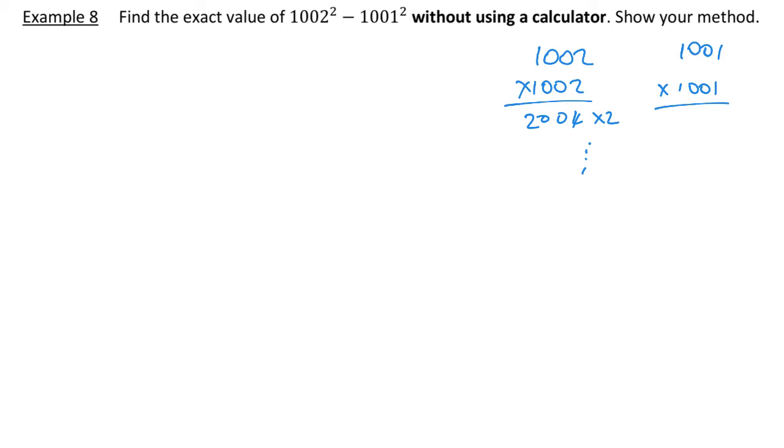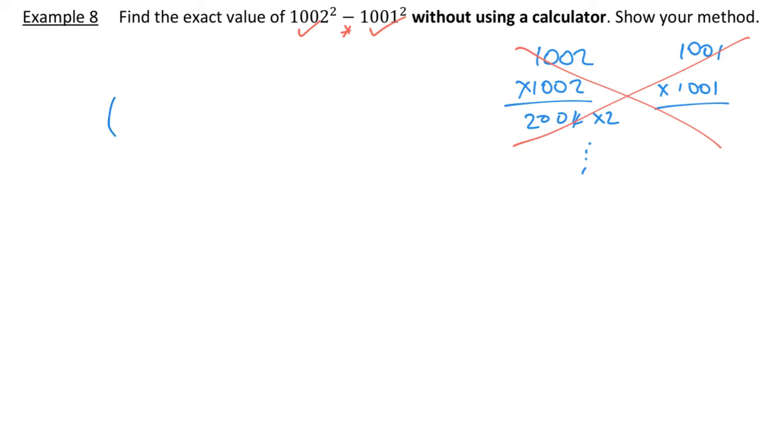So rather than doing that, there is a nicer way to look at that, and it's using just what we've been looking at. So looking at the difference of two squares. So 1002 squared is a square number. 1001 squared is a square number. Now we don't know what the value is, but we know it's definitely going to be a square number. And we also have the takeaway. So this is a case where we could use difference of two squares.